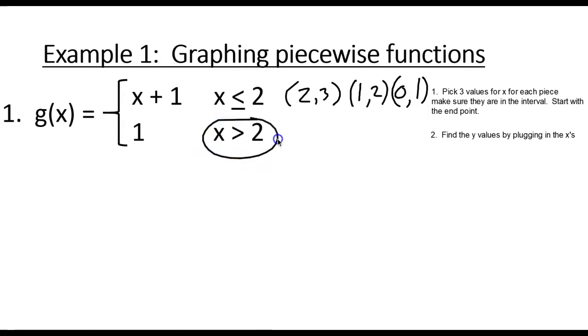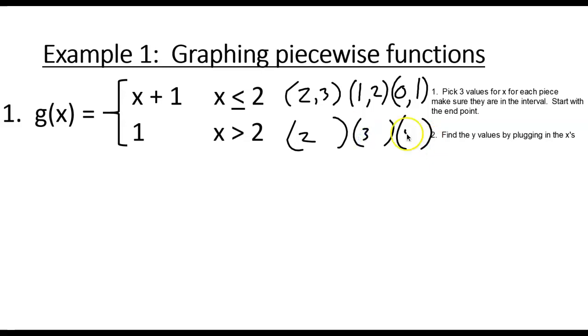So now we want to pick numbers that are greater than 2. But once again, you always start with the endpoint. So I'm still going to include 2 there. But now I want to pick 2 other points that are greater than 2. So what are 2 values that are greater than 2? How about 3 and 4? And once again, we're going to plug in the x values to find the y values.